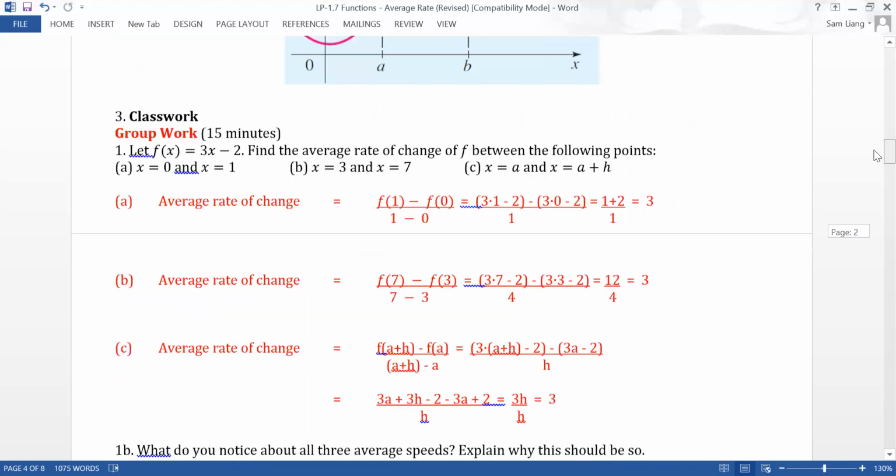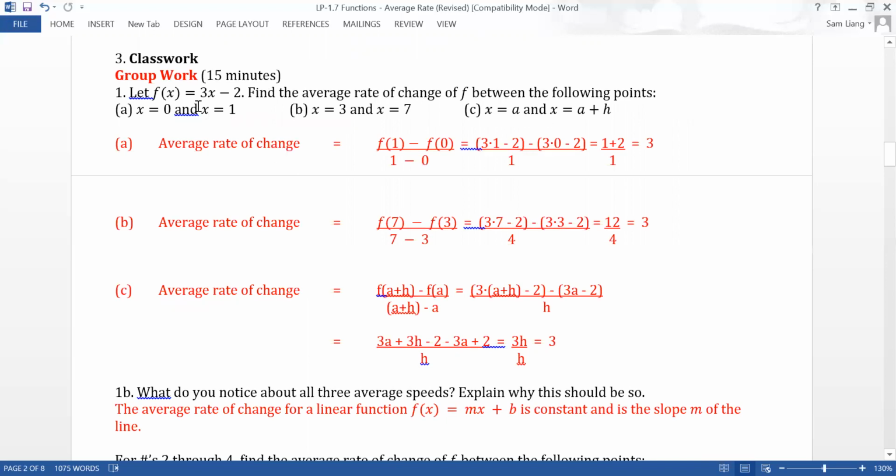All right, number 1. So the average rate of change between x of 0 and x of 1 is f of 1 minus f of 0 divided by 1 minus 0. Okay, f of 1 is going to be 3 times 1 minus 2, which is 1, right? And if you plug in 0, you get negative 2. So that's minus negative 2, which comes out to positive 2. So that'll be 1 plus 2 in the numerator, and in the denominator, it's going to be 1 minus 0. That'll be 1.